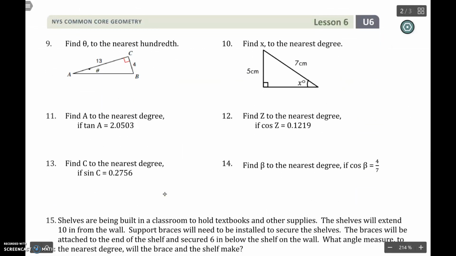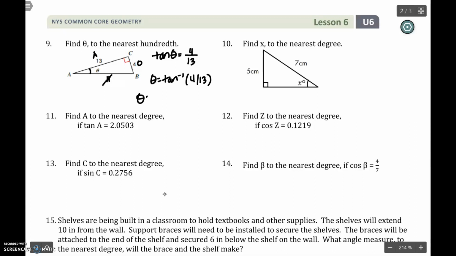Number 9, we're looking for theta. 4 is the opposite. The blank one's the hypotenuse, so we don't want to use it. And 13 is the adjacent, so this is tangent since it's O and A. So tangent for theta is opposite over adjacent. We're going to do inverse tangent on both sides.